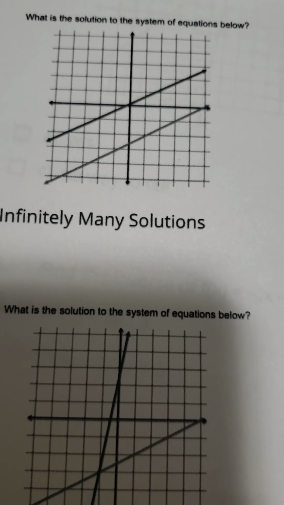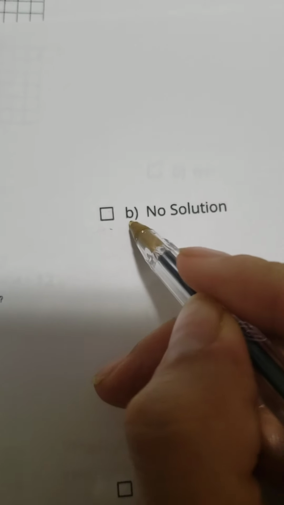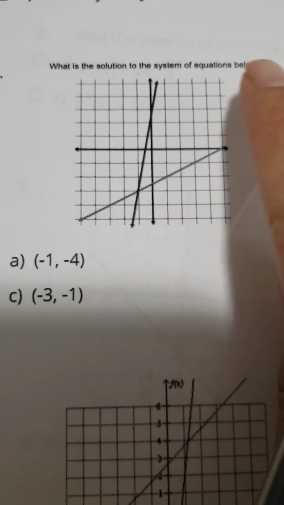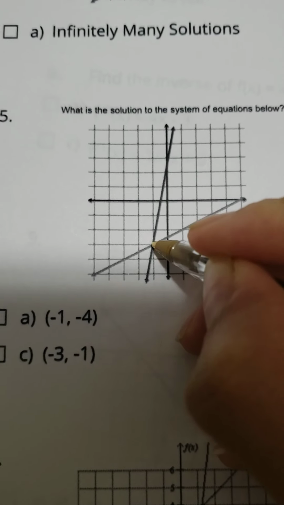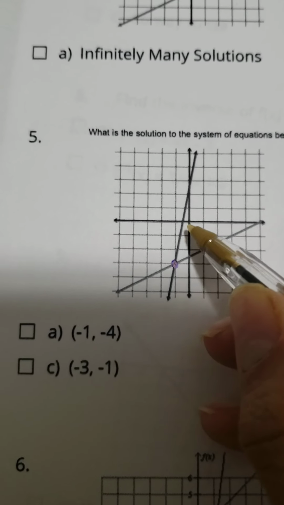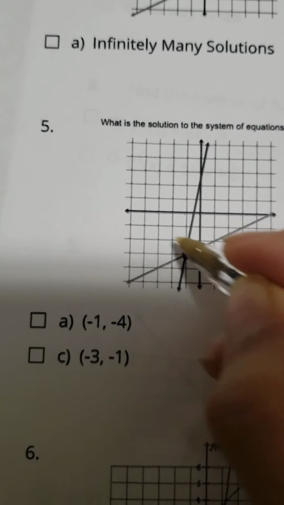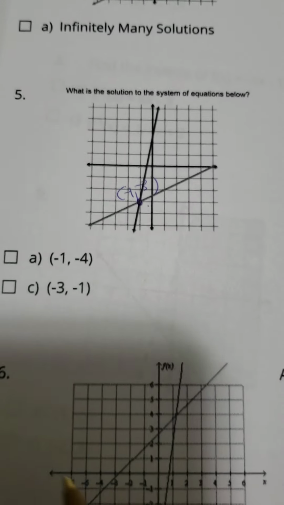All right. Next problem, number 4. It says, what is the solution to the system of equations? If they never intersect, then the answer is no solution. Next one, it says, what is the solution to the system of equations below? So when you only have 2 lines, you just have to look at where they intersect. And that intersects at -1 and down 3. So -1, -3. So -1, -3 is B.